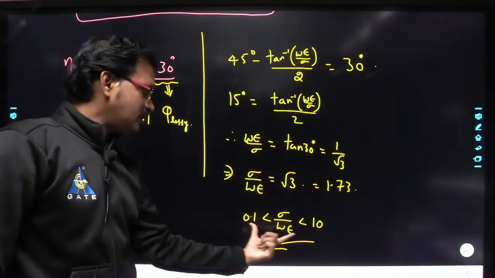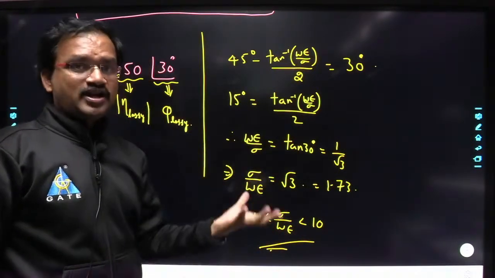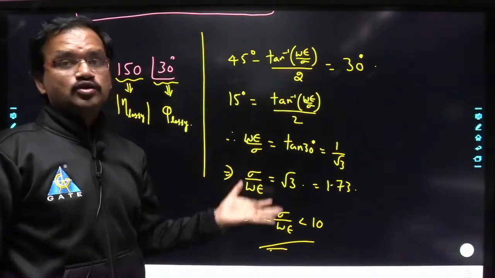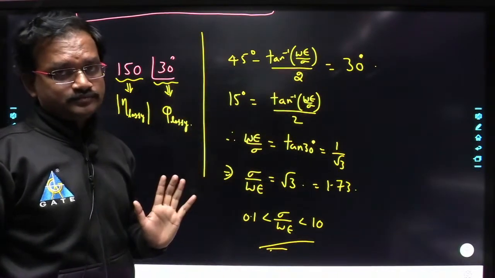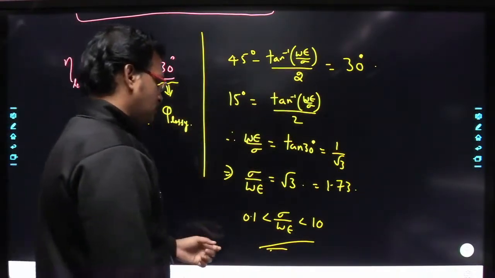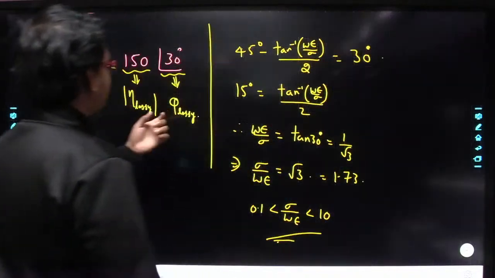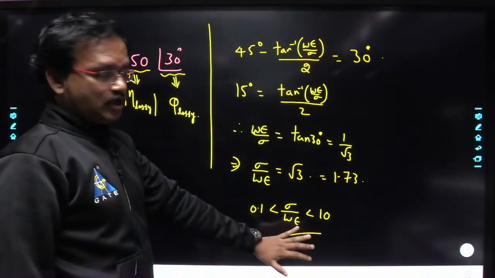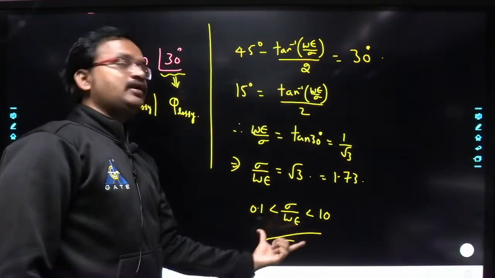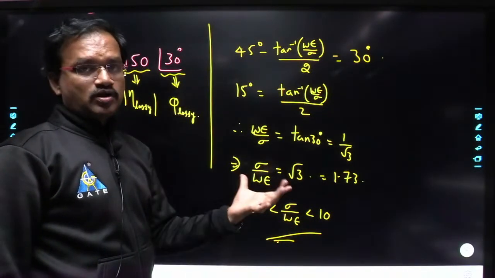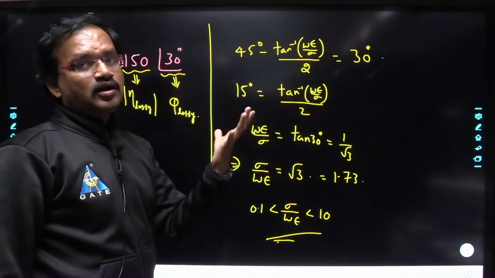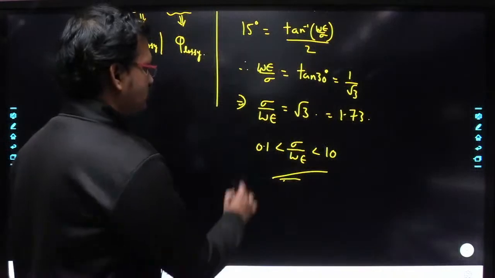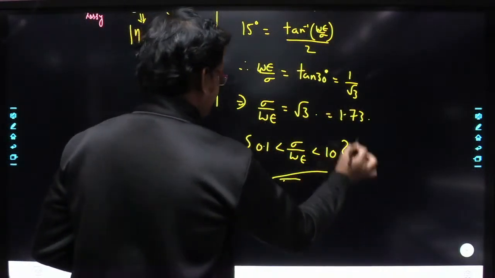So finally we got the same thing. If it is lying between this range, then in general we treat the medium as lossy dielectric. It is neither good conducting nor good dielectric. They have already given the nature of the medium, that is lossy dielectric. Here we have proved that if the range is between 0.1 and 10, then we can treat the medium as lossy dielectric, which is neither good conducting nor good dielectric. That's what we have confirmed here.